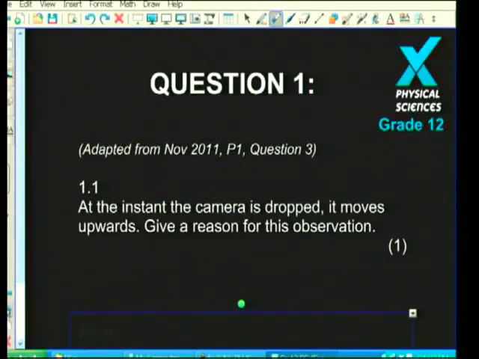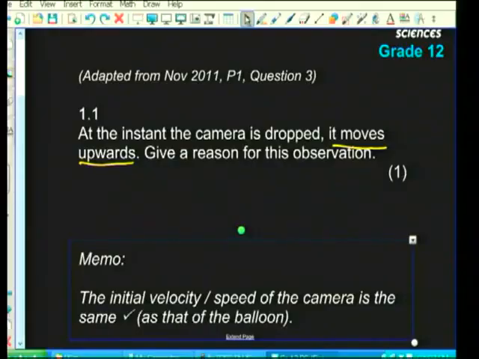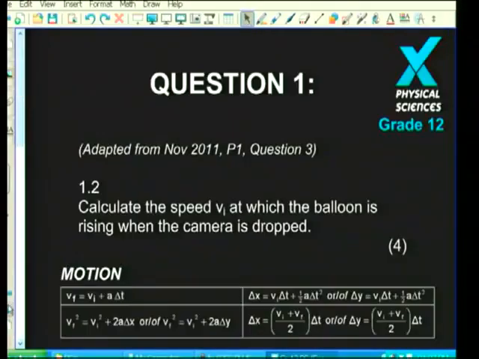The first question. At the instant the camera is dropped, it moves upwards. So the camera is released out of the hot air balloon, it continues to move upwards. Give a reason for this observation. Well, you need to consider that the hot air balloon was going up, and so the camera would have that same initial velocity and be going up as well. Let's have a look at what the memo's answer says to us. The initial velocity, or the speed of the camera, is the same as that of the balloon for your 1 mark.